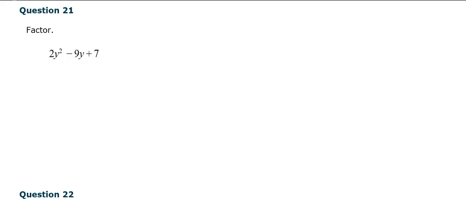Factor 2y squared minus 9y plus 7. So again, our first step in all factoring problems is look to see if we can take out anything. So the greatest common factor of 2, 9, and 7 is 1. So next, we use the AC method.